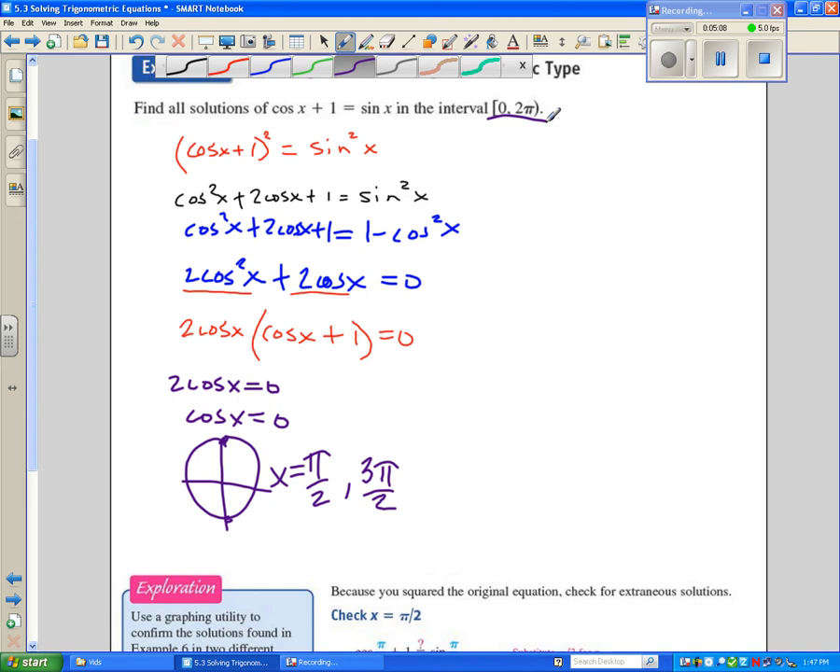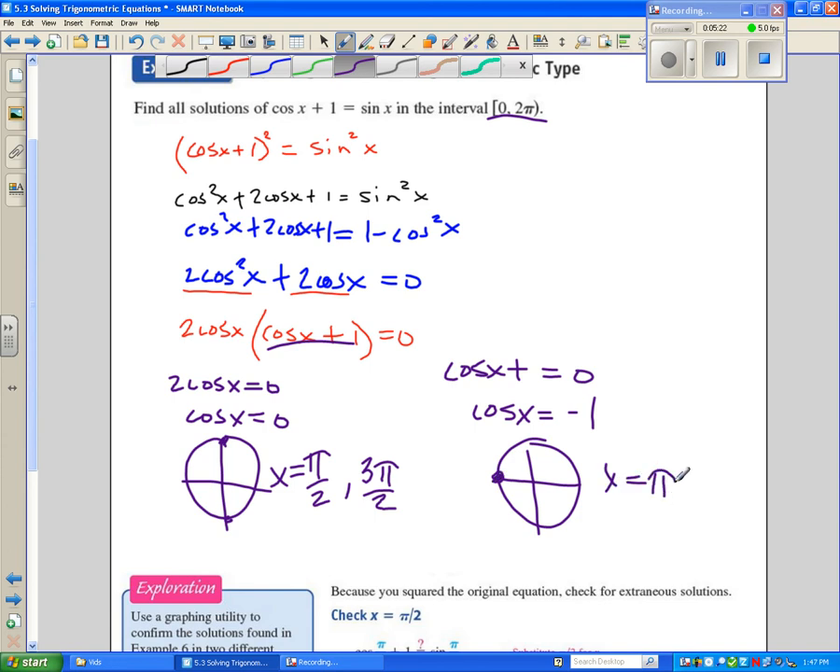So let's go ahead and take the other cosine x plus 1 and set it equal to 0. That means that cosine x is equal to -1. And on the unit circle, cosine x is -1 at pi. So x is equal to pi. Take these three solutions, remembering that we squared this, and when we square it, we possibly create an extraneous solution.